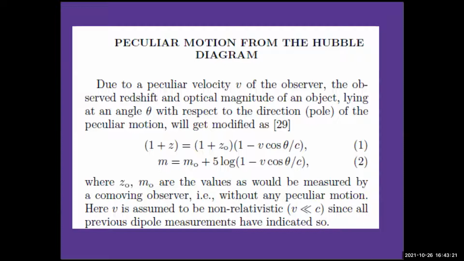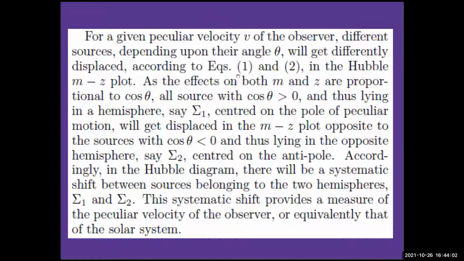These two formulas, which are of course well known: this is the observed redshift versus the cosmological redshift, and this is the peculiar motion of the observer, then the redshift observed by the observer will be this. In the same way, the magnitude, if this was the magnitude with no peculiar motion, M0, you can say cosmological, then this magnitude will also change. Now, if these two formulas are used together, one can get a handle on the peculiar velocity of the observer. What happens is, okay, I'll come back to this.